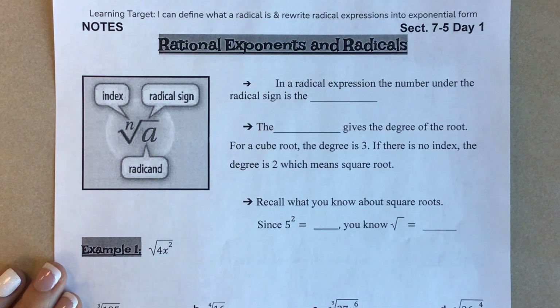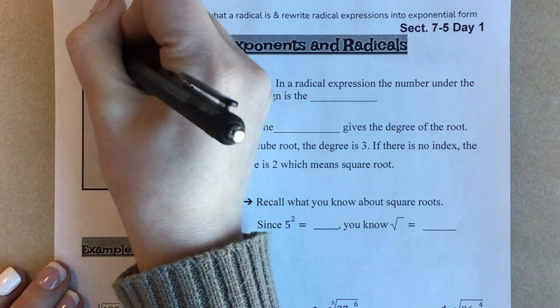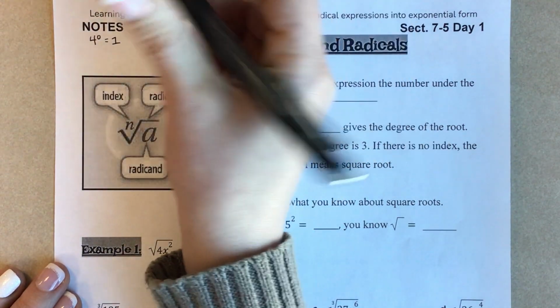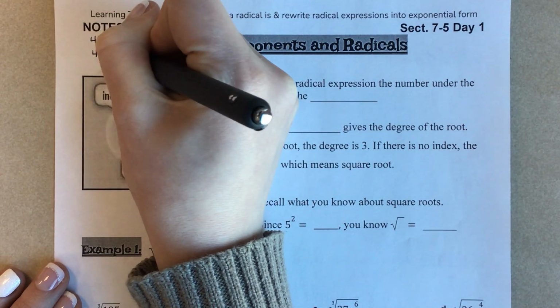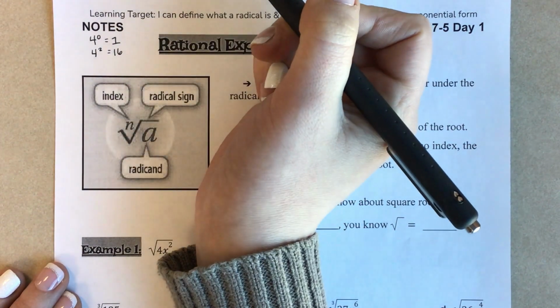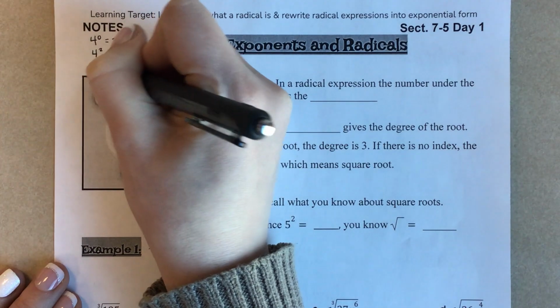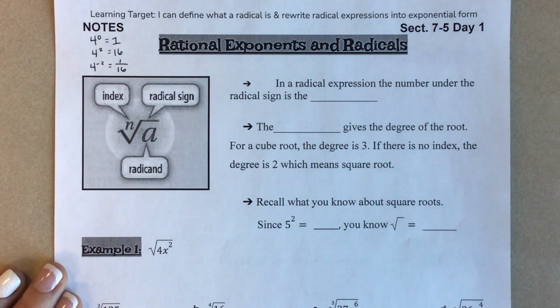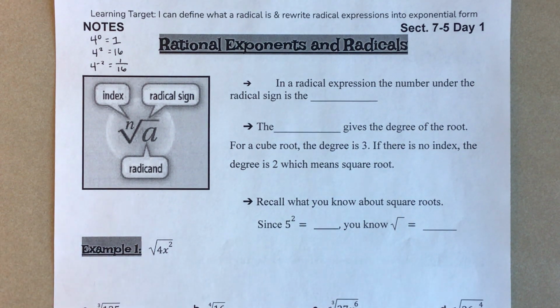So far, you've only seen 3 main types of exponents. For example, 4 to the 0 is 1, so you've seen 0 exponents. Or 4 squared is 16, where the exponent is a whole number. Or 4 to the negative 2, which would be 1 over 16. So you've seen 0, positive numbers, and negative numbers. You have not seen fractions. So that's what we're going to talk about today.